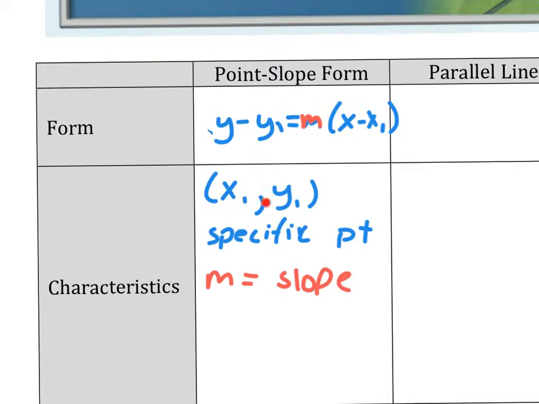Because given a point, you just plug it here and here, and the slope, you plug it here. Now you have an equation. In other words, it is a line that has this slope passing through this point.